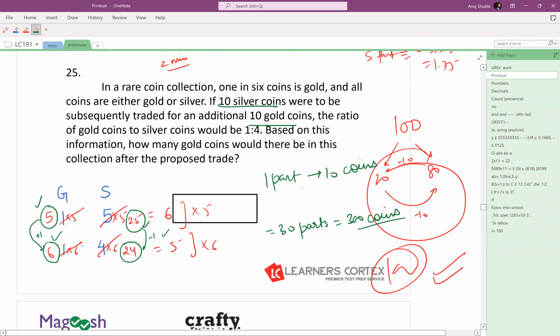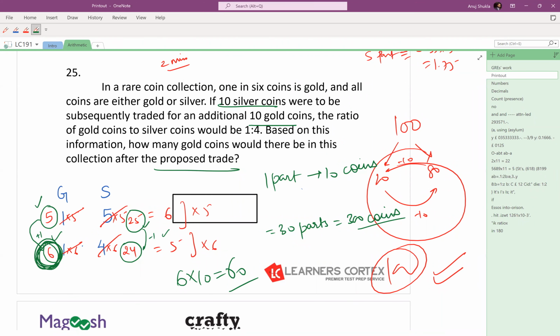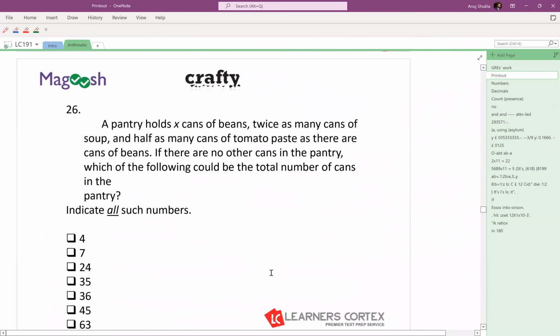What are they asking? They're asking how many gold coins would be there in this collection after the proposed trade. After the proposed trade, how many gold coins do you have? You have 6 parts of gold coins, means 6 into 10. How much? 60. This is also one of the methods. Understood? Yes, sir. Okay. Try this question then.